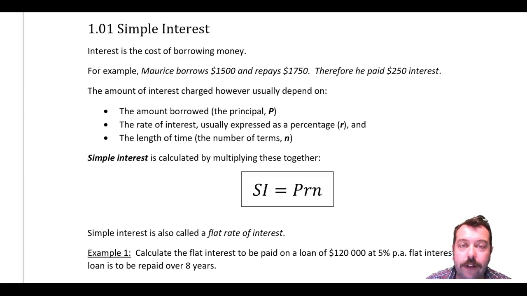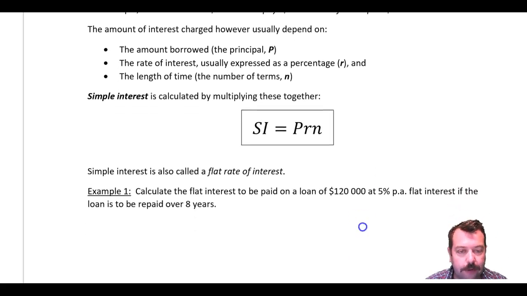Then there's the rate of interest, which means it's got the word per in it, and that's usually going to be some sort of percentage per annum, which means per year. It might be per month or per week, but anyhow, it's what percentage of the principal is being charged in interest per length of time. And thirdly, the length of time, or the number of terms that you borrow that for. So the number of years or the number of days or weeks or whatever.